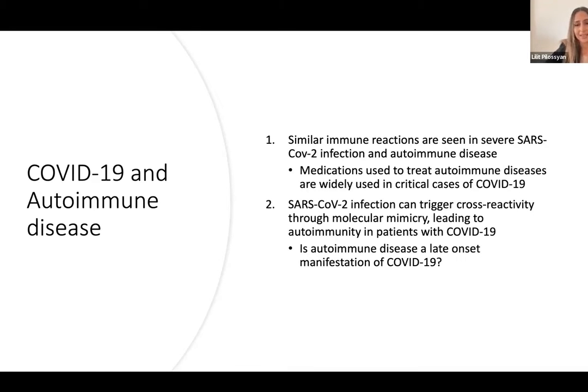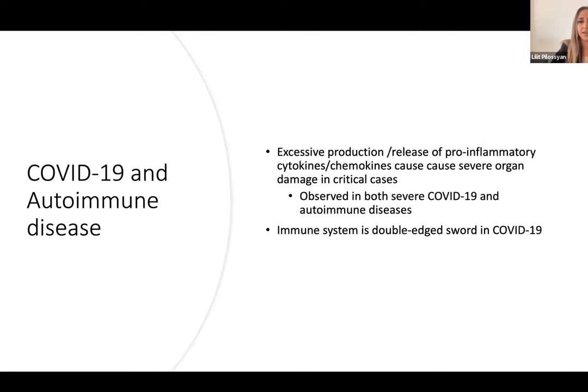So the question we ask is, is autoimmune disease a late-onset manifestation of COVID-19? And the answer is we don't know, but I wouldn't be surprised, just like how EBV triggered autoimmunity in genetically susceptible people. With severe COVID-19 disease, there's an excessive production and release of pro-inflammatory cytokines and chemokines that causes severe organ damage. And that same process is seen with severe autoimmune diseases as well.